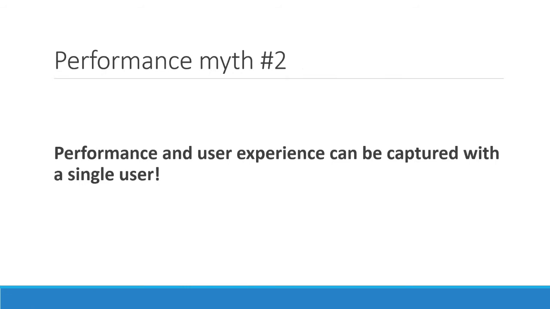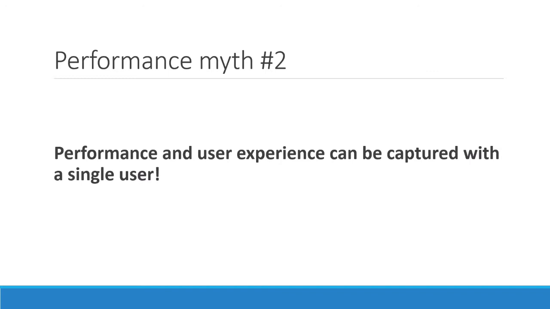The second performance myth is that performance and user experience can be captured with a single user. When we do user research, for example A/B testing on a website to figure out what to do in terms of design, or when we conduct an experiment, what we are looking for is at least a representative sample of users, if not all of the users. So if you measure performance with one user, which is usually us developers when we are doing the work, the results are not going to be very accurate.